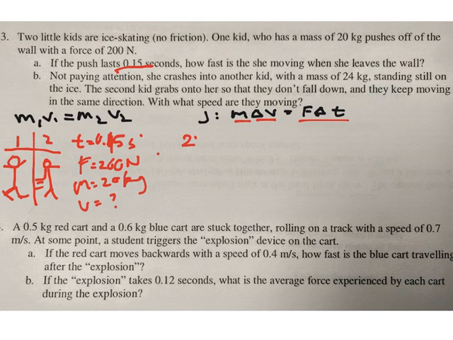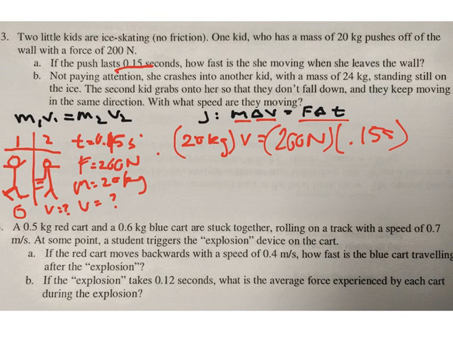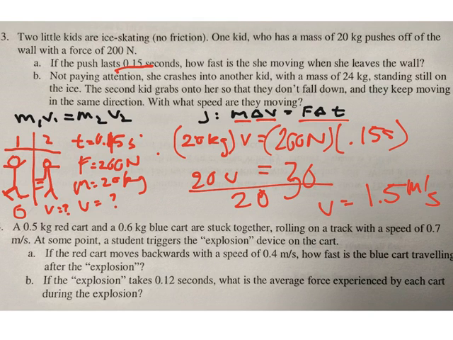So now it just becomes a plug and chug, so we have 20 kilograms times our velocity that we don't know. The change of velocity is she was at 0 and now she is going some unknown velocity. And then the force of this would be 20 newtons. The time would be 0.15 seconds. Now just do the math. Divided by 20, and your velocity is 1.5 meters per second. So I am going to erase a lot of this because we now have part B to go.